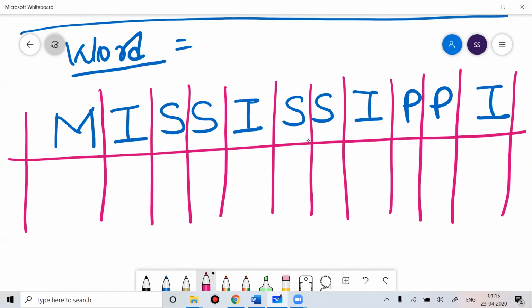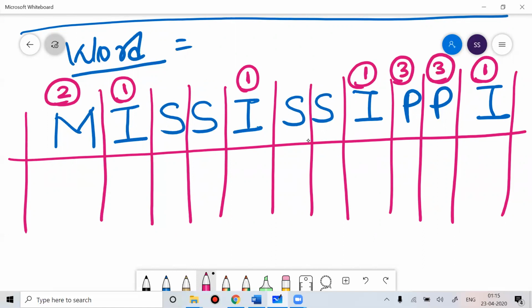Think alphabetically, which letter will come first? I. And then I. After I, which letter will come? M. After M, which letter will come? P. P, Q, R, S. Then which letter will come? S. So S.